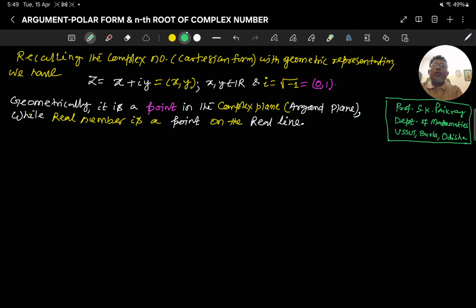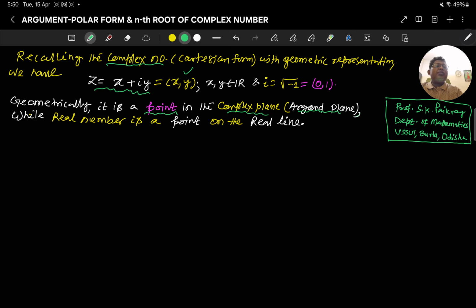Now if you recall a complex number with its geometric representation, we have z is equal to x plus iy. In ordered pair form we write (x, y), where both x and y are real numbers and i square is minus 1, or i is a point on the imaginary line, on the y axis. So geometrically we know a complex number is a point in the complex plane, while a real number is a point simply on the real line.